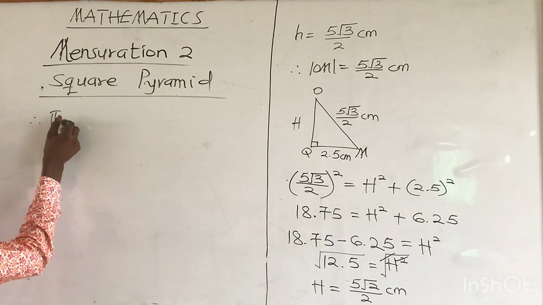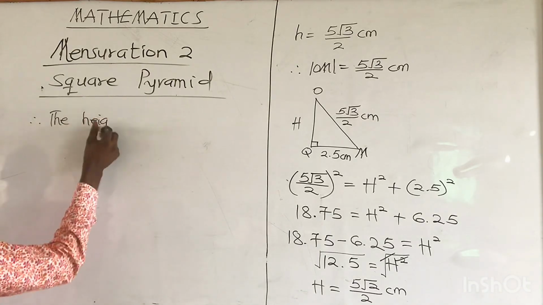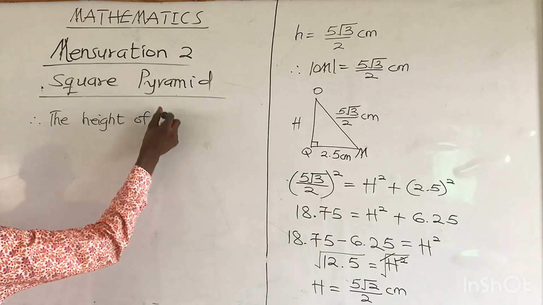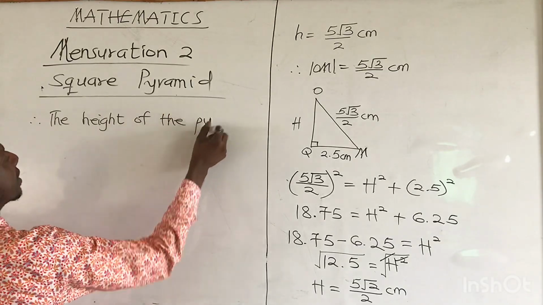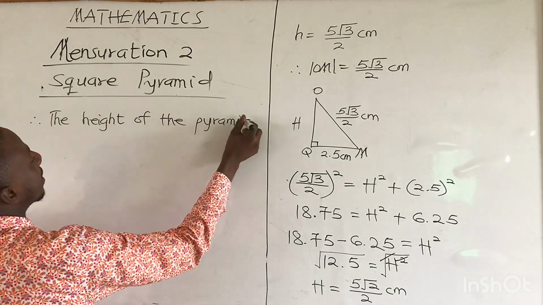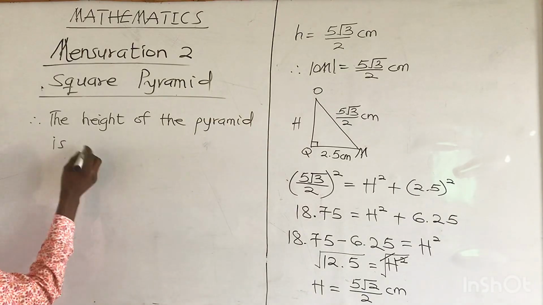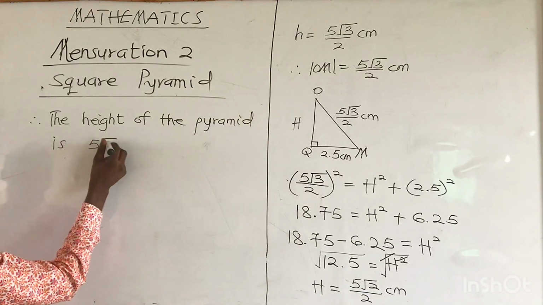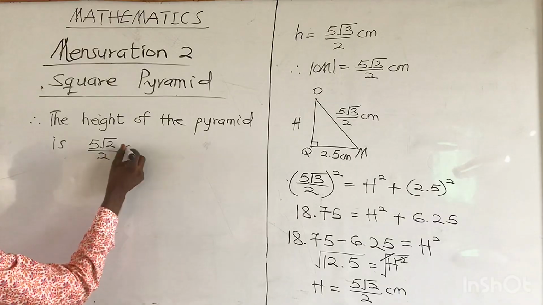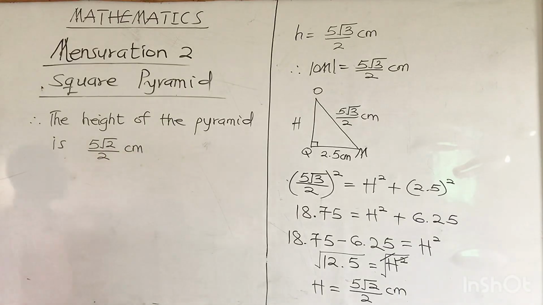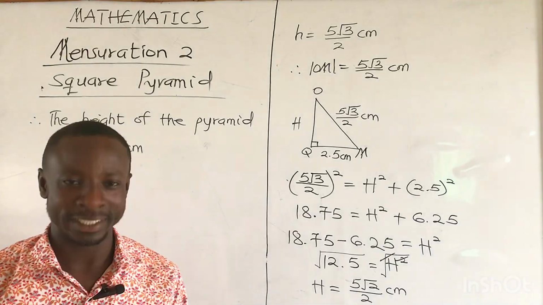Therefore, the height of the pyramid is 5 root 2 over 2 centimeters. And this answers the first part.